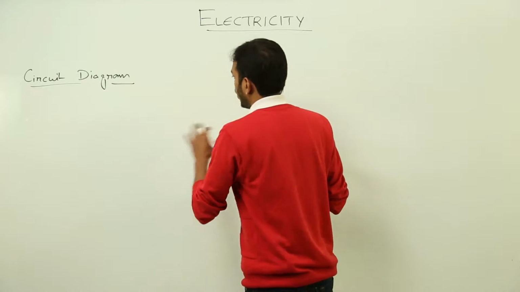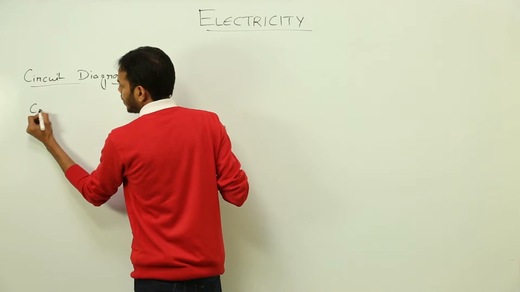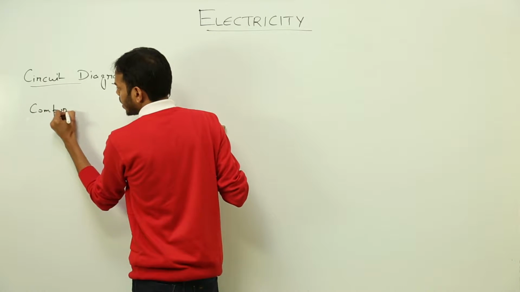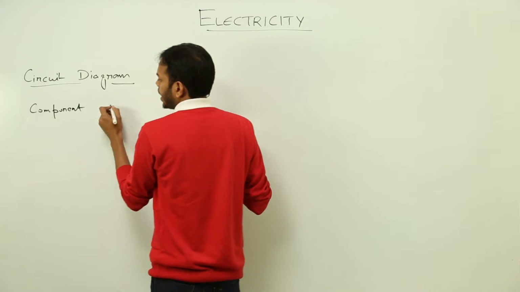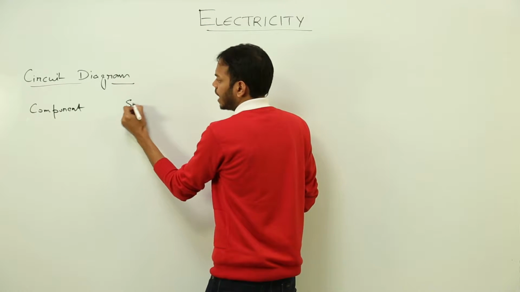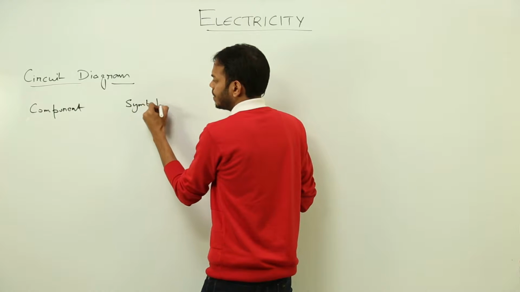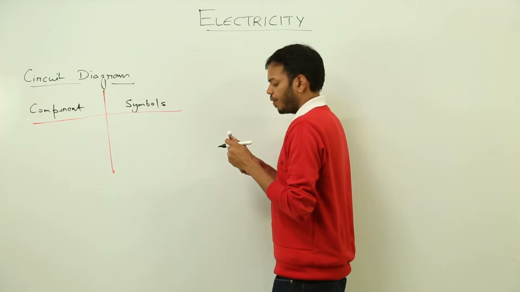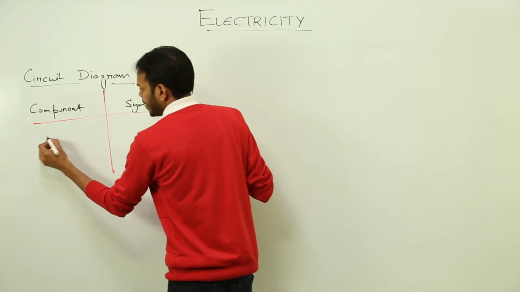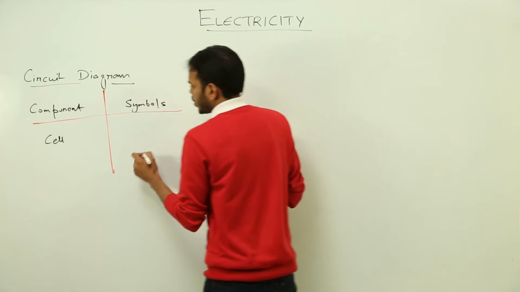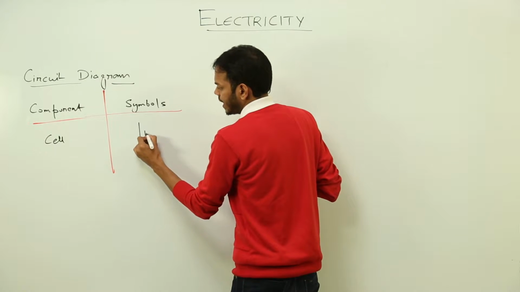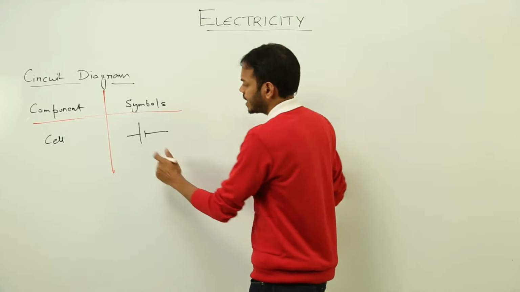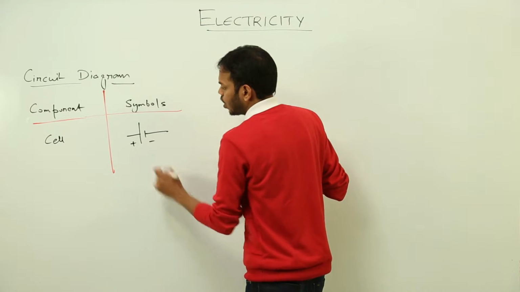So on one side I'll be writing the components of a circuit, and on the other side I'll be writing the symbols. Alright, this is how it will go. The very first and basic one is a cell. A cell is shown by this. The longer length is positive and the shorter length is always negative.